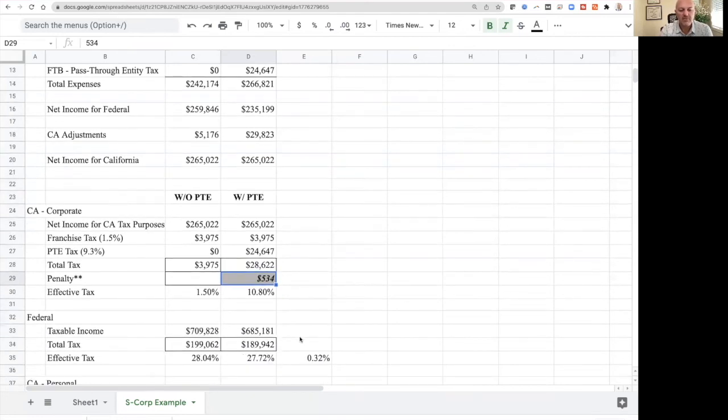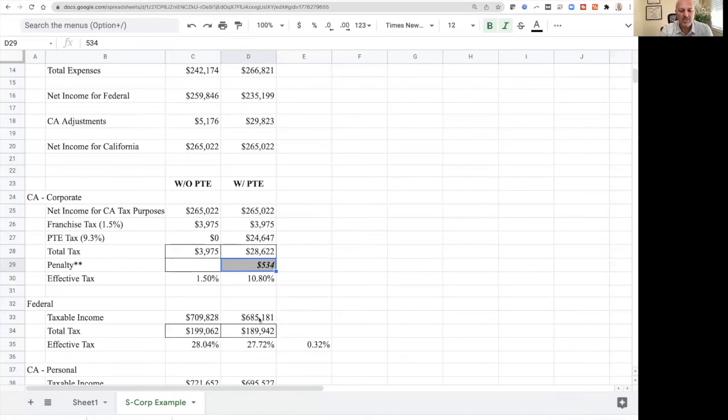Now, if we move over to the federal personal side, we'll see that the taxable income on the federal side is now a lot less because the pass-through entity, the net income for the federal level is now significantly less because they paid that tax on there. And as a result, the federal income tax that's owed, if ARC decides to do the pass-through entity election, is now over $10,000 less.